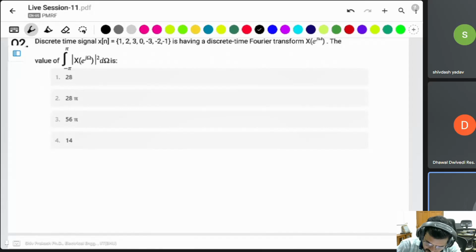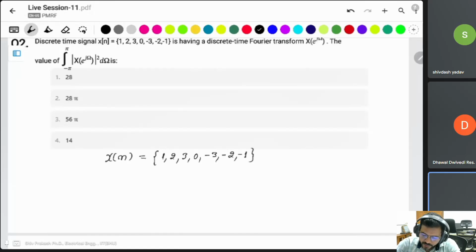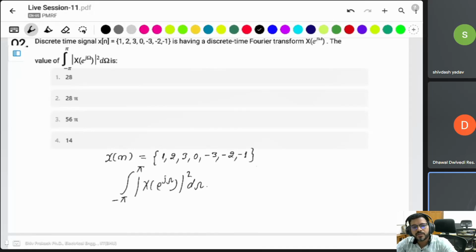It means x[n] is given as 1, 2, 3, 0, minus 3, minus 2, minus 1, and it's asking about the Fourier transform integral from minus pi to pi of the magnitude of X(e^{jω}) squared dω. You have to integrate the magnitude of the Fourier transform squared. This will be the periodic signal, same thing like power.